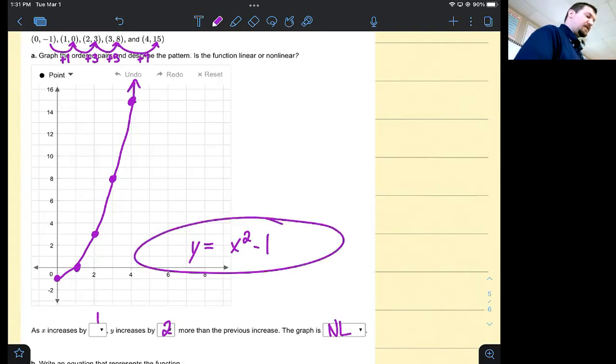So the parent function is y equals x squared, and what they did by subtracting 1 is just lowering everything down by 1. Yep. So instead of starting at the origin, it starts 1 point lower than the origin. Yes. On 16 as well. Let me go ahead and stop recording. We can look at that.